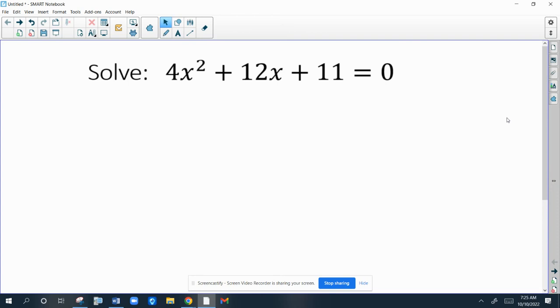So here we're going to solve a quadratic equation. It doesn't factor. You can see 4 times 11 is 44. You're not going to get factors of that to add up to 12. So we're going to use the quadratic formula.